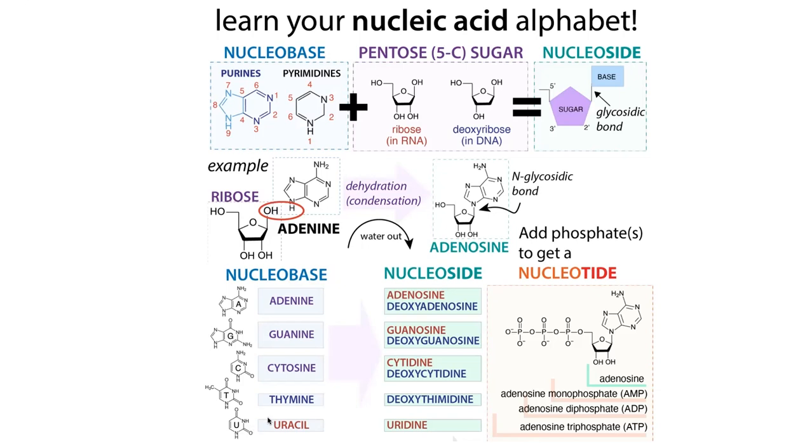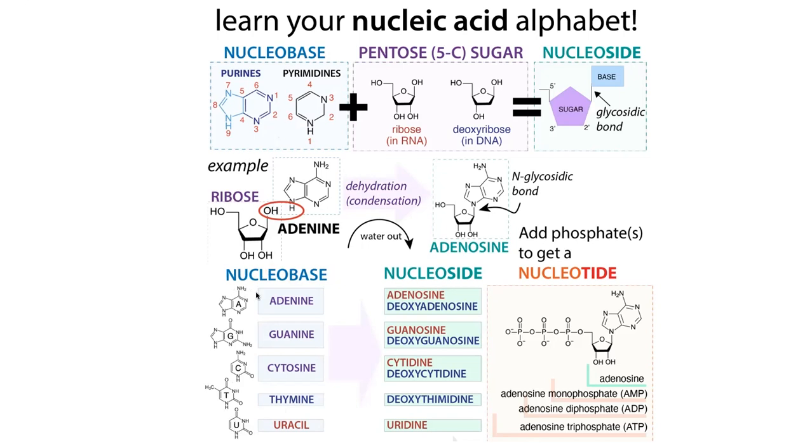But as we'll see, thymine and uracil act really similarly. They're both going to form base pairs with A. The difference is that thymine has this methyl group here, whereas uracil doesn't. And we'll talk later about why that is important.